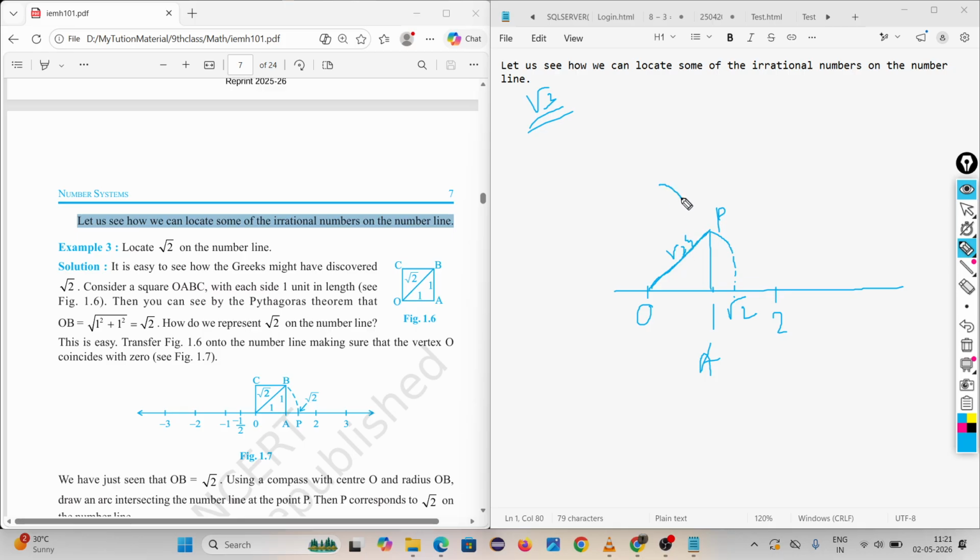Draw another perpendicular. Now name it Q. Then connect Q and O. Think. It is a right angle triangle, whose base is root 2 centimeter.